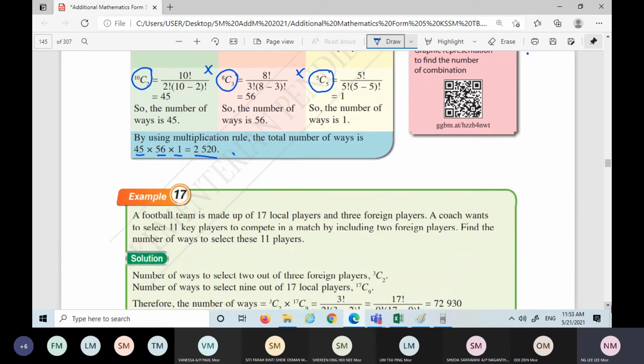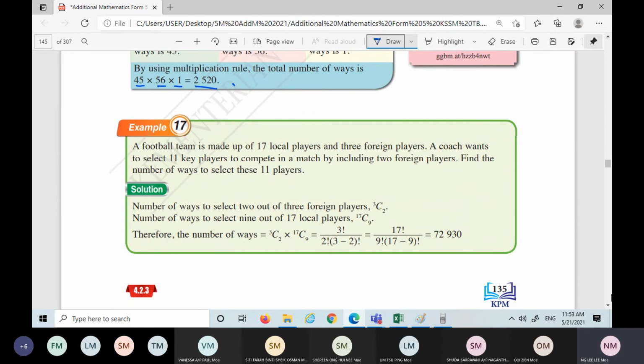Okay, look at these questions. Same thing, they have conditions. A football team is made up of 17 local players and 3 foreign players. A coach wants to select 11 key players to compete in a match by including 2 foreign players. Find the number of ways to select these 11 players.